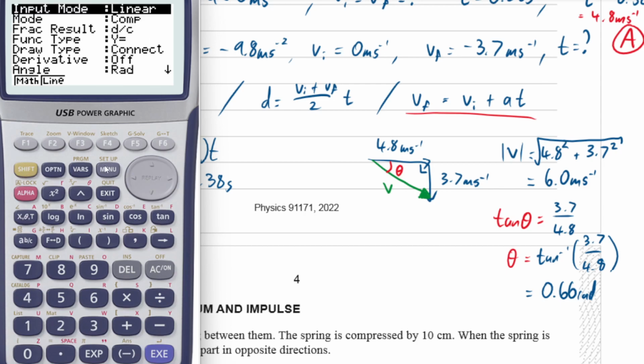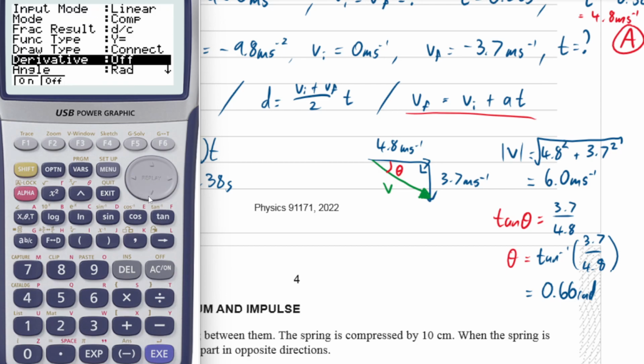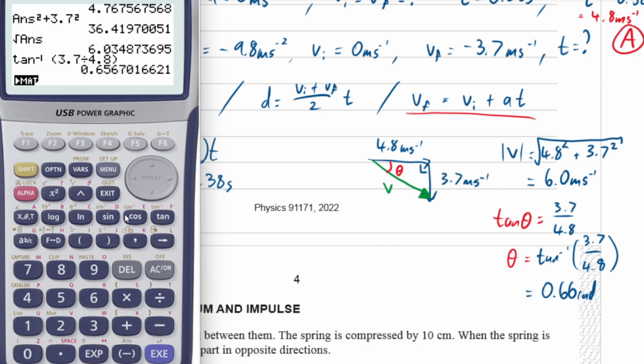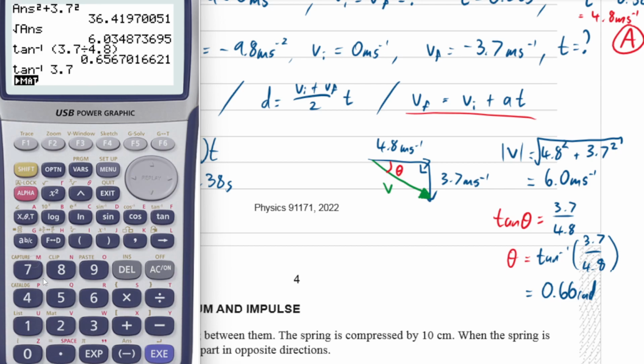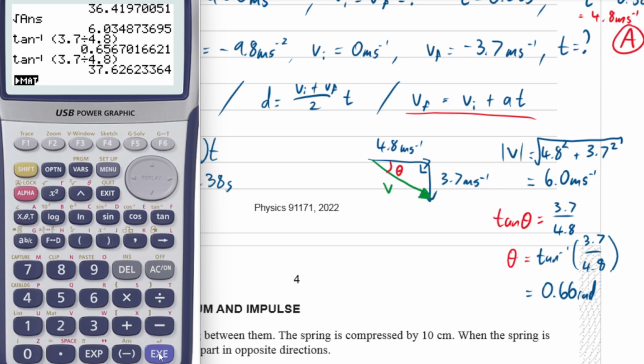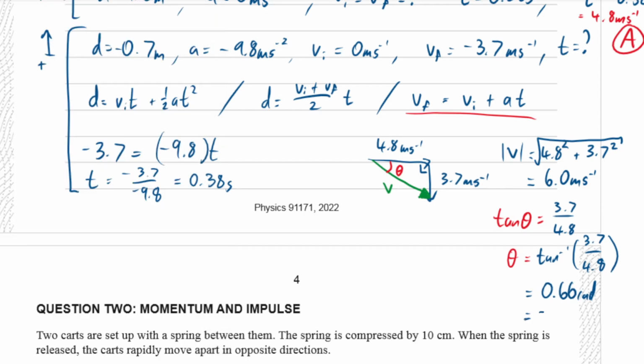Shift menu to set up and scroll down to angle, change it to degrees, F1, exit, and we'll try that again. Shift tan 3.7 with brackets, 3.7 divided by 4.8, close bracket, 37.6 degrees. Right, equivalently. And now that is sufficient because we have drawn a diagram showing what that angle means.